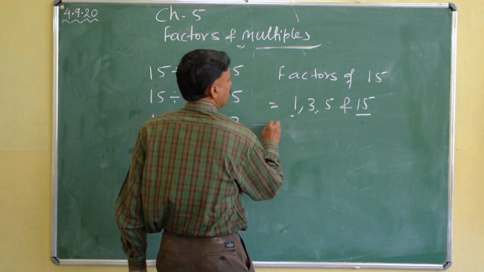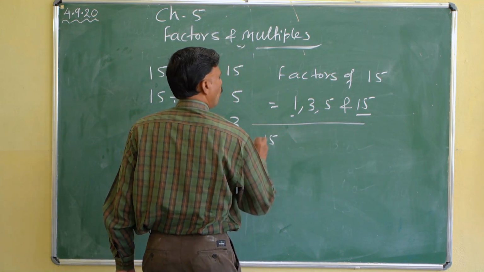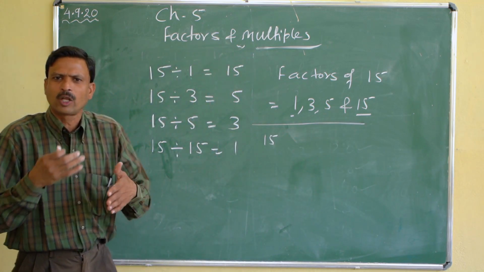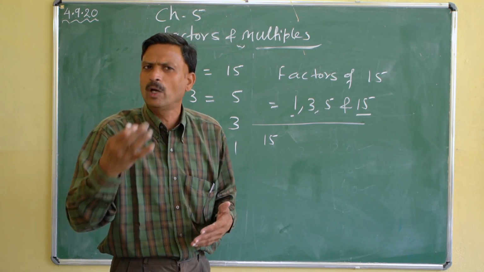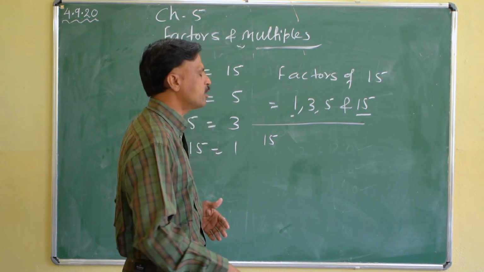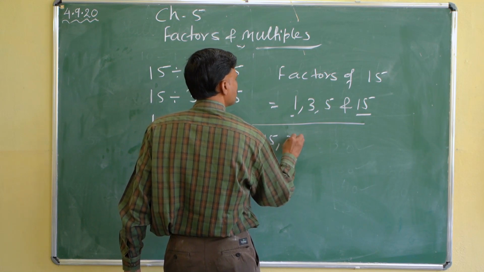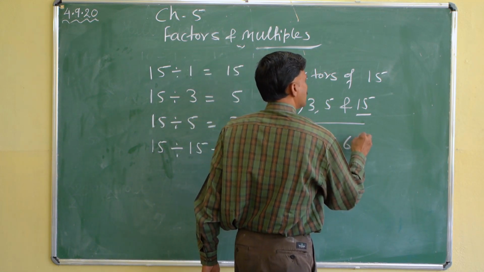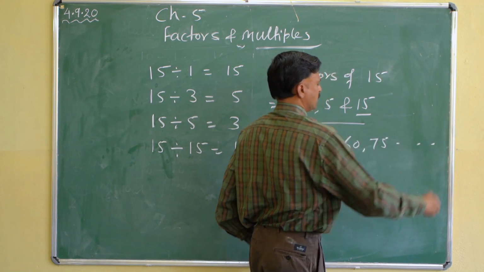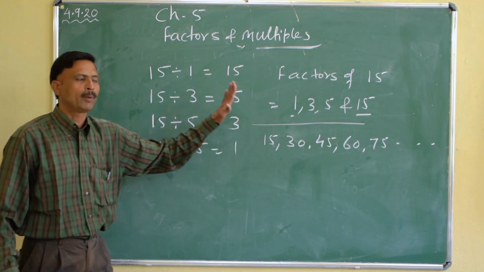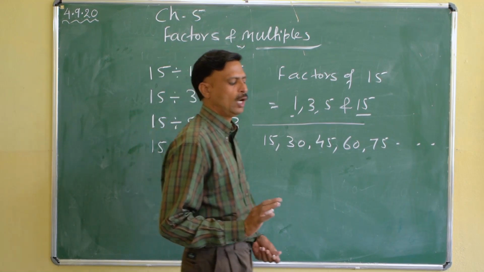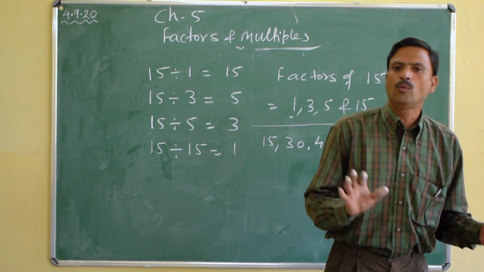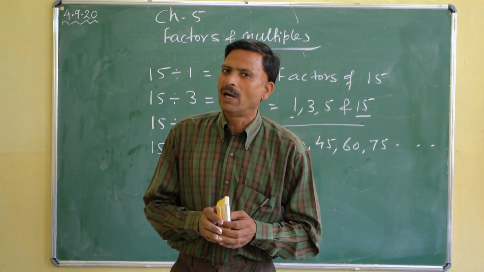But the multiples, if you see the multiples of 15, when we read the table, the numbers coming in the table of the particular number are called multiples. So 15, 30, 45, 60, 75, etc. These are all called the multiples of the number. Now I think you have understood nicely what is a factor and what is a multiple.